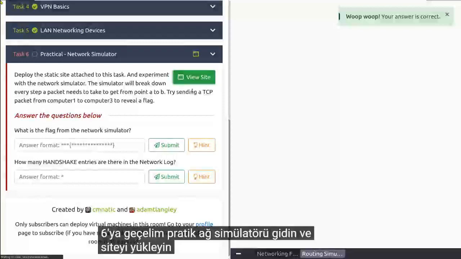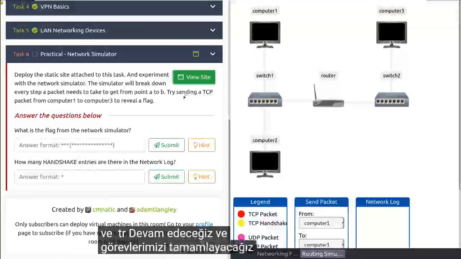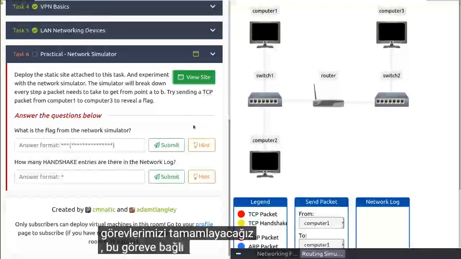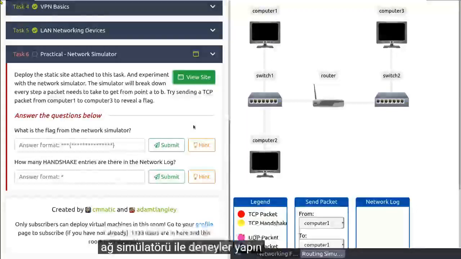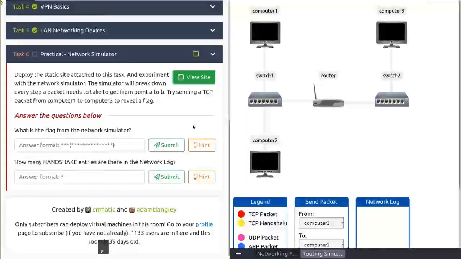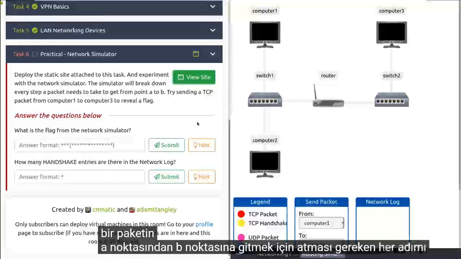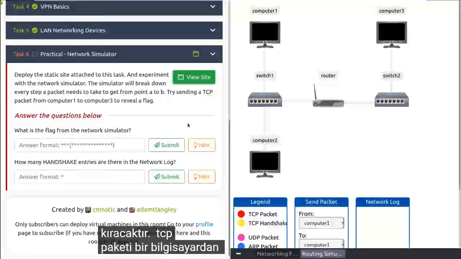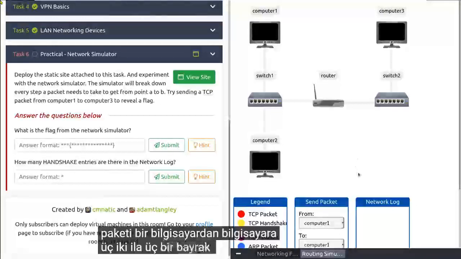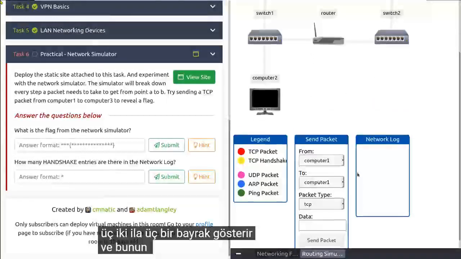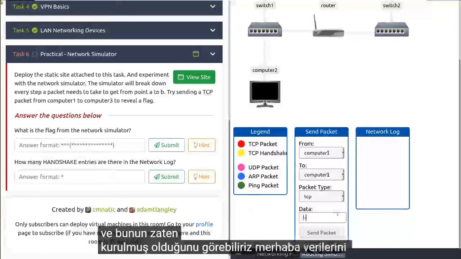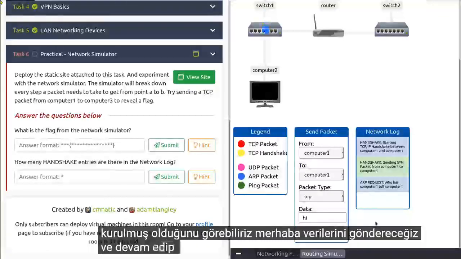Go ahead and load the site, and then we're going to complete our tasks. Deploy the static site attached to this task and experiment with the network simulator. The simulator will break down every step a packet needs to take to get from point A to point B. Try sending a TCP packet from computer 1 to computer 3 to reveal a flag. And we can see that this has already been set up. We'll send the data of hi and go ahead and send the packet.